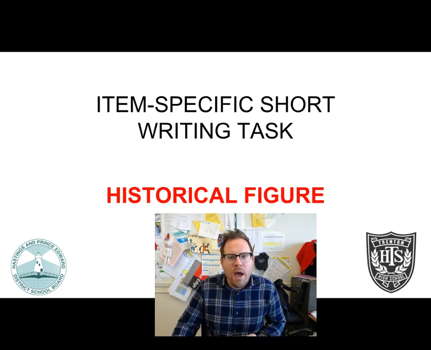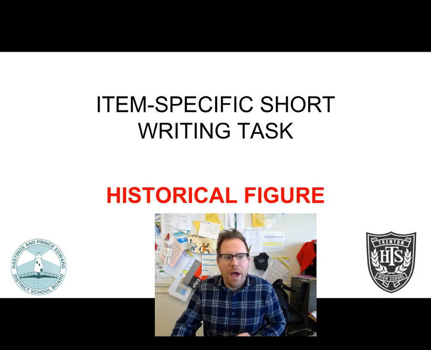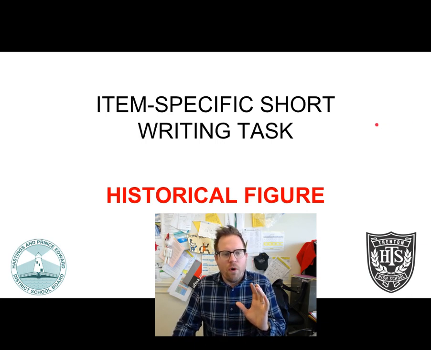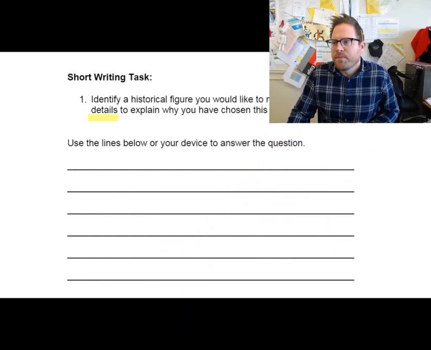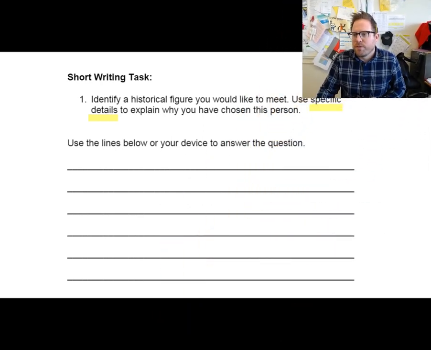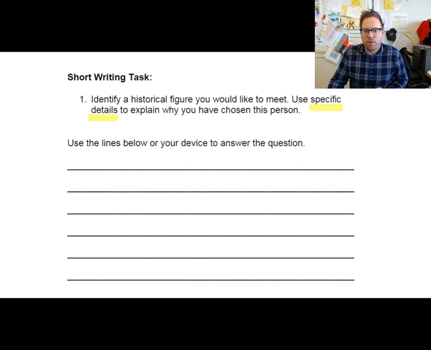Once you have your booklet in front of you, what I would like you to do is open up your booklet and look to this page here. The short writing task question was: identify a historical figure you would like to meet. Use specific details to explain why you have chosen this person. I've underlined specific details here because that's going to be important in this video and in our lesson today.